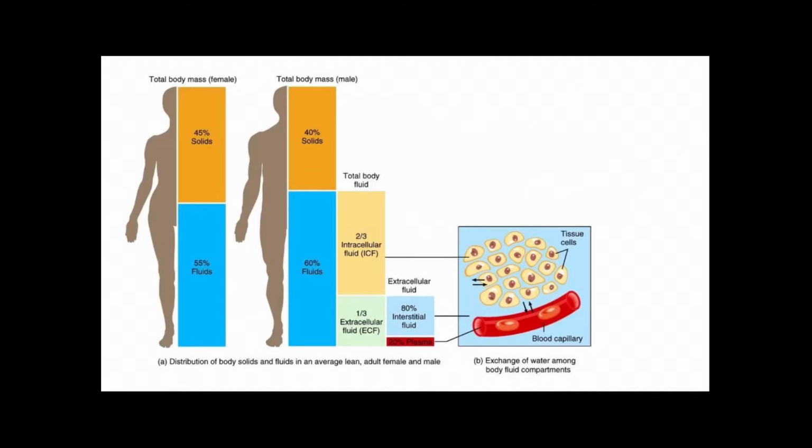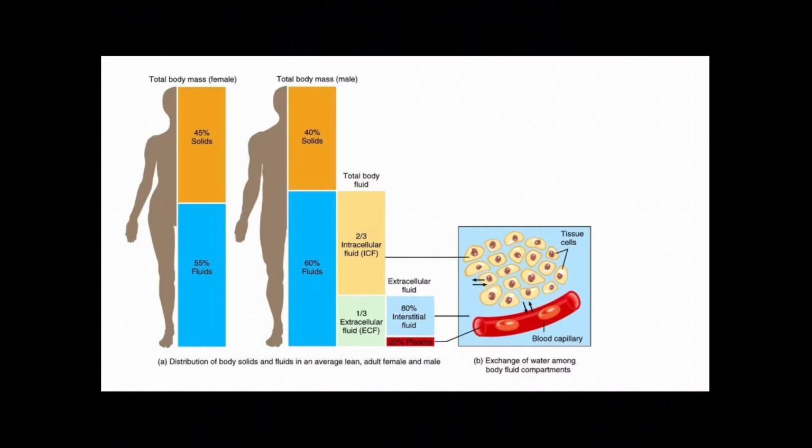So 2/3 of our fluid is found inside cells, 1/3 of our fluid is found outside cells. Of the fluid that is outside cells, depending on where it is, it's going to have a different name. And depending on where it is, it's going to have a different function, and it creates a different environment. It's a different aspect of the internal environment of the body.